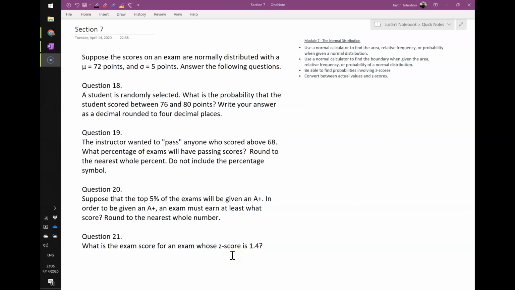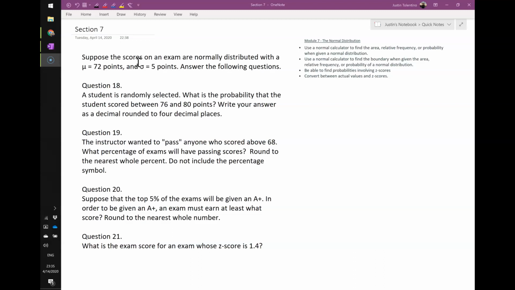So section 7 had to do with the normal distribution. You'll see it'll match up with all those bullet points that I had listed out for what you should know for Module 7. And here it's talking about exam scores that are normally distributed with a mean of 72 and a standard deviation of 5. Then it says a student is randomly selected. What is the probability that a student scored between 76 and 80?